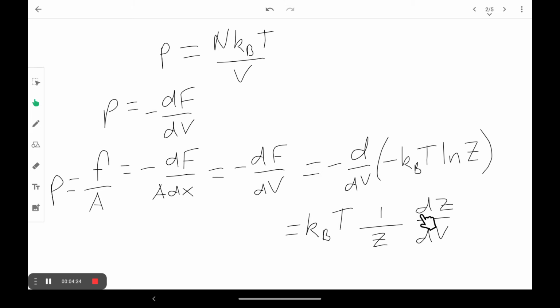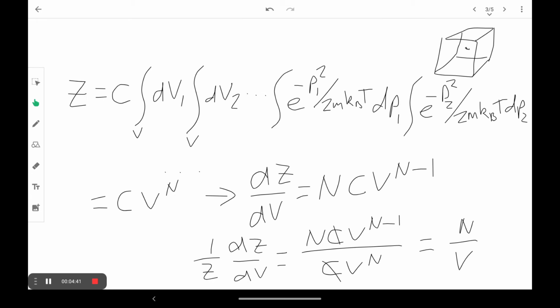So now I need to figure out what the derivative of Z with respect to V is, and I need to know what Z is to start. So let's figure out what Z is. Remembering that Z is a way of counting all possible states, we have to sum over all possible states of the Boltzmann factors.